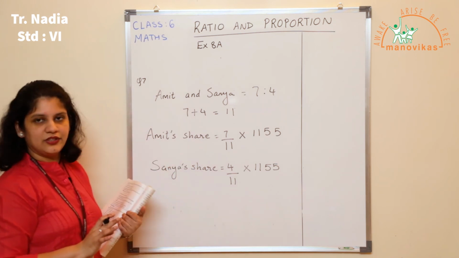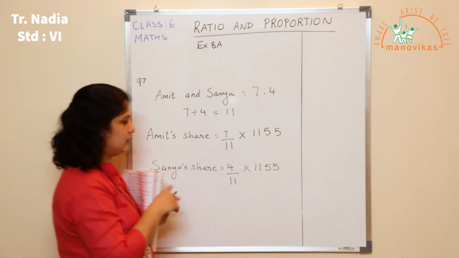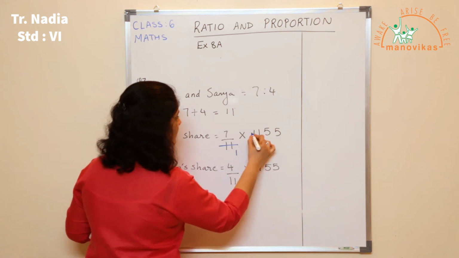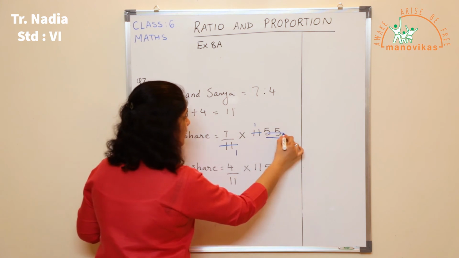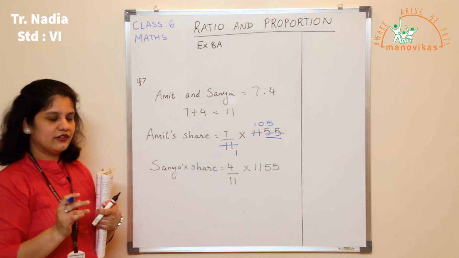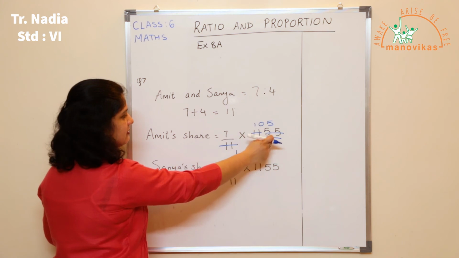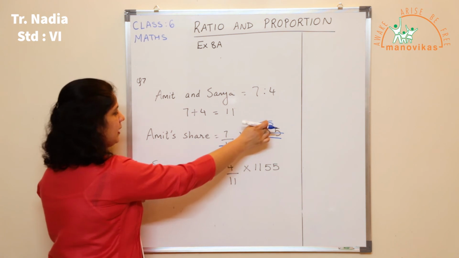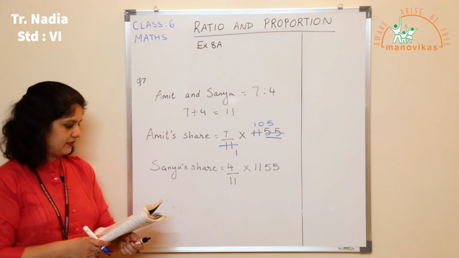Now this has to be reduced. If you look carefully, 11 and 1155 can be reduced, but here also children be careful. You can use the 11 table, 11 ones are 11, 11 ones are 11. But now the second time you are making use of 2 digits. So put a 0 since you all are using 2 digits, followed by 11 fives are 55. So you will get 11 ones are 11 and 11 105s will give you 1155. So it is already reduced. Do 7 multiplied by 105, you will get Amit's share. Similarly, you find Sania's share.